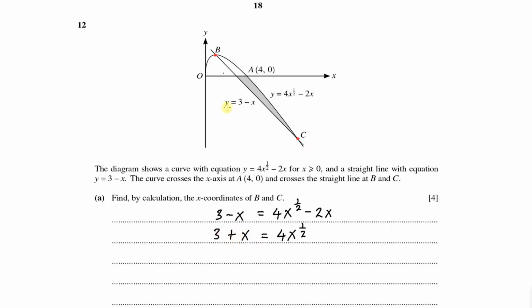And from here I'll square both sides, and by doing so I have 3 plus x squared, which is 9 plus 6x plus x squared, and that's equal to 4x to the power of half squared, which is 16x. Now I'll have 16x come over to the left side. On the left side I have x squared already, and 6x here minus 16x gives us minus 10x, and it's plus 9, the 9 that we have already. So that's all equal to 0.